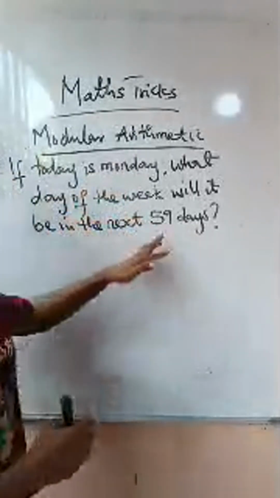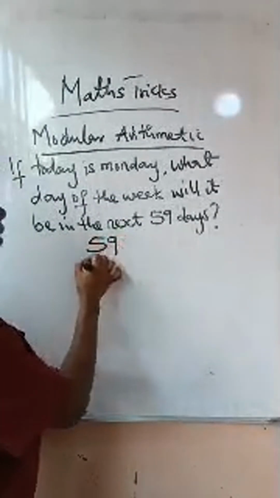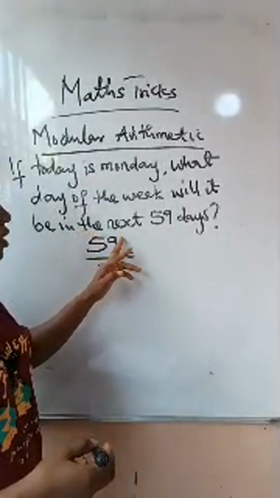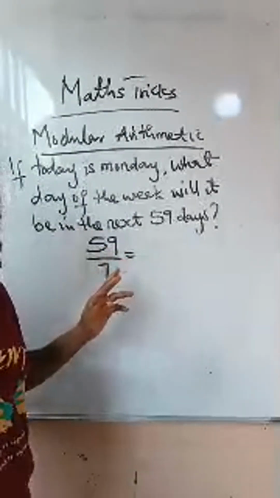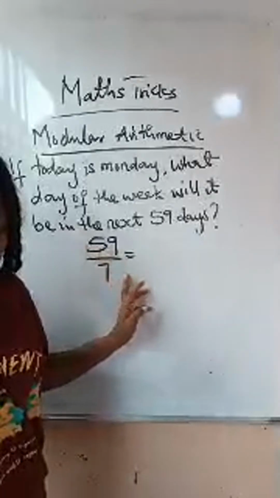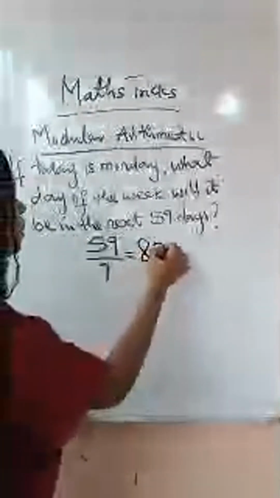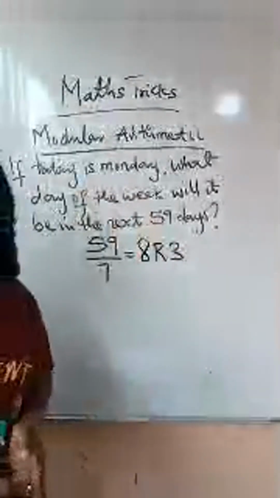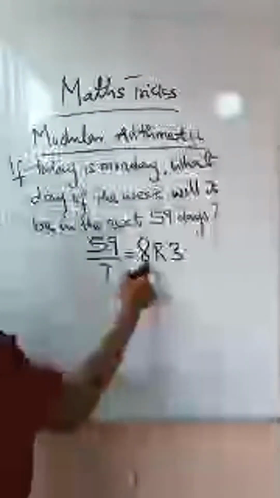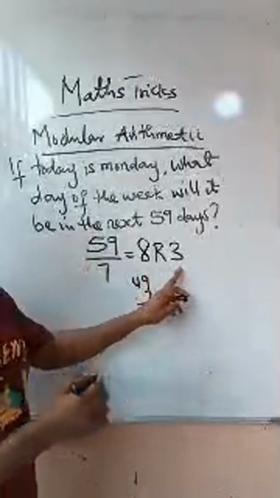So you're asked, in the next 59 days, what do you do? First of all, divide that number by 7 to know how many Mondays you can get within these 59 days. So 59 divided by 7 will give us 8 remainder 3. Yes, because 7 times 7 is 49 and 7 times 8 is 56. So 59 minus 56, we have 8 remainder 3.